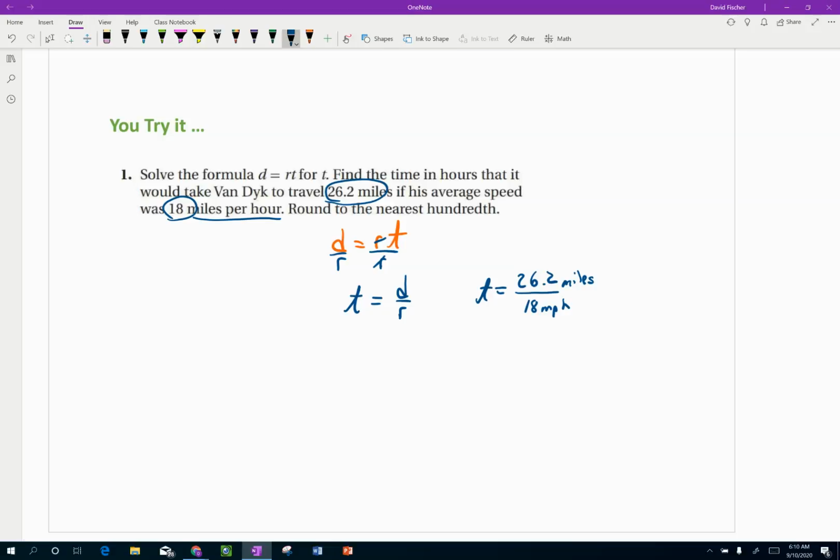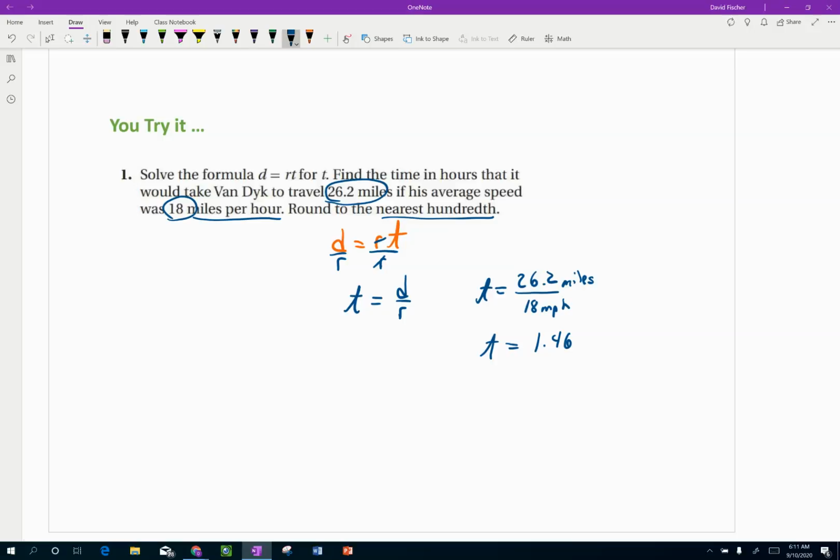26.2 divided by 18. I'm getting 1.45 with lots of fives, and they say right here round to the nearest hundredth. So just real quick in reviewing, if I have lots of 5s, there's the hundredths place. I look next door, there's a 5. If it says 5 or more next door, this one goes up 1. So I'm going to make it 1.46.